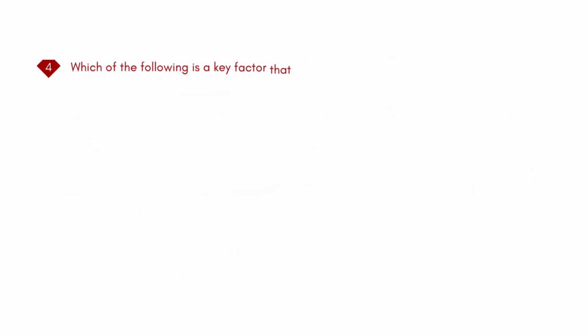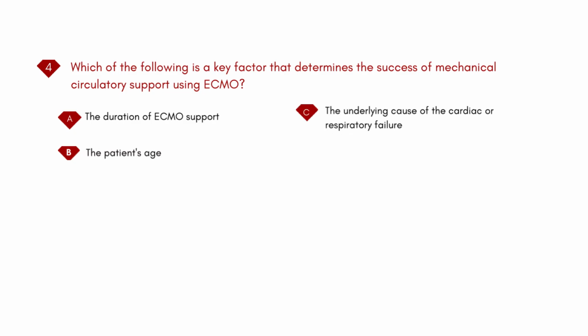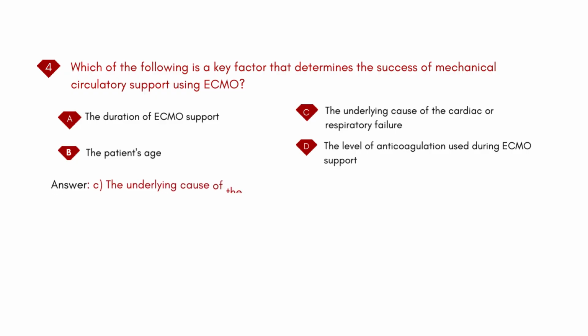Which of the following is a key factor that determines the success of mechanical circulatory support using ECMO? A. The duration of ECMO support. B. The patient's age. C. The underlying cause of the cardiac or respiratory failure. D. The level of anticoagulation used during ECMO support. Answer: C. The underlying cause of the cardiac or respiratory failure.